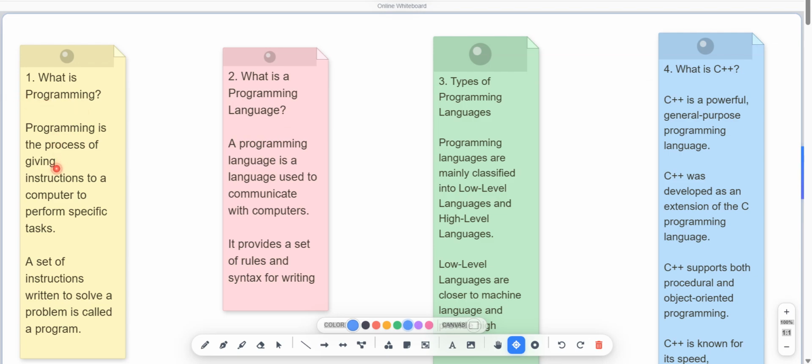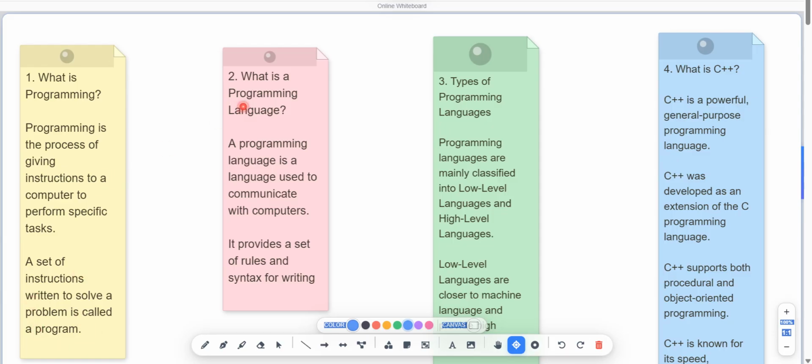Okay, initially, what is programming? Programming is the process of giving instructions to the computer to perform a specific task. That process is known as programming. And a set of instructions written to solve a problem is known as a program. Again, I'm repeating, a set of instructions written to solve a problem is called a program. We all know that we write a program to solve some sort of problems, to perform some tasks. That set of instructions is known as a program.